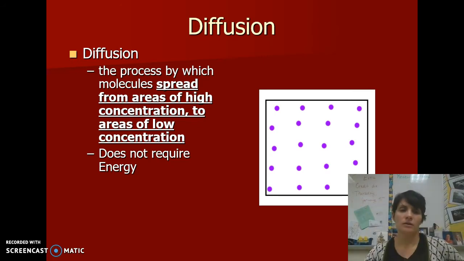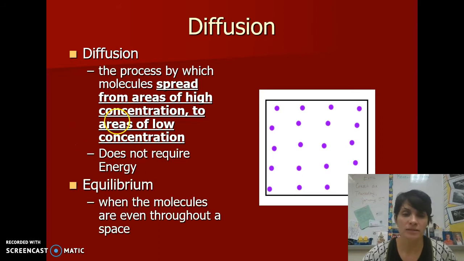Okay? The information that is underlined. So if you need to pause this, you can. But I'm going to keep talking, okay? Again, this does not require energy, and these molecules spread until they reach an equilibrium, okay?